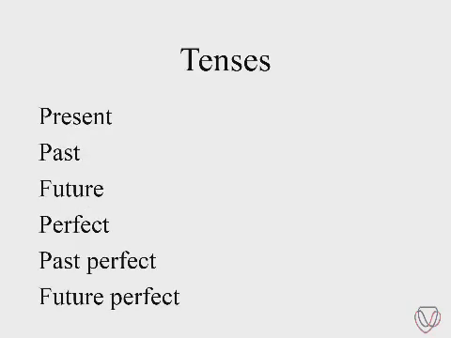There you have your tenses. Nothing complicated there. These are your most common tenses. There are others, such as the present perfect, which drives me absolutely mad because I can never identify it. But for simplicity's sake, use these six. Present, past, future, perfect, past perfect, future perfect. Okay?